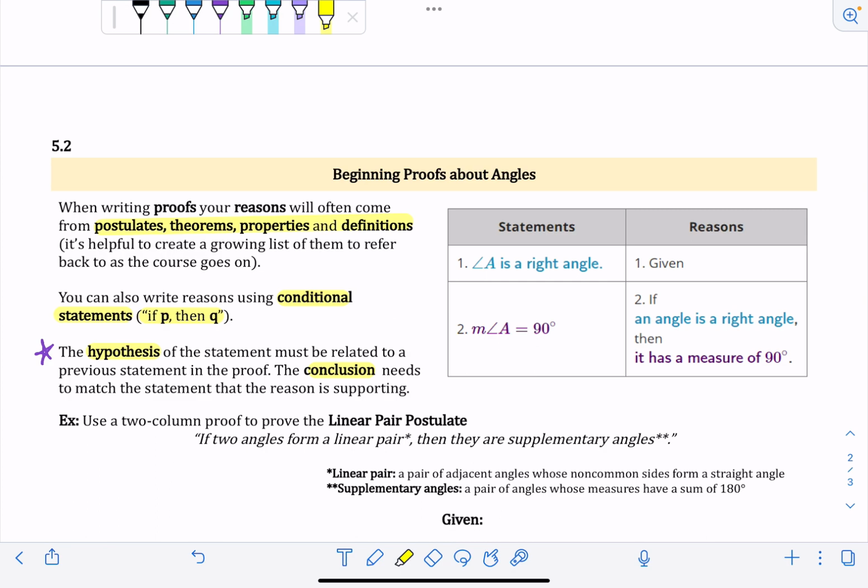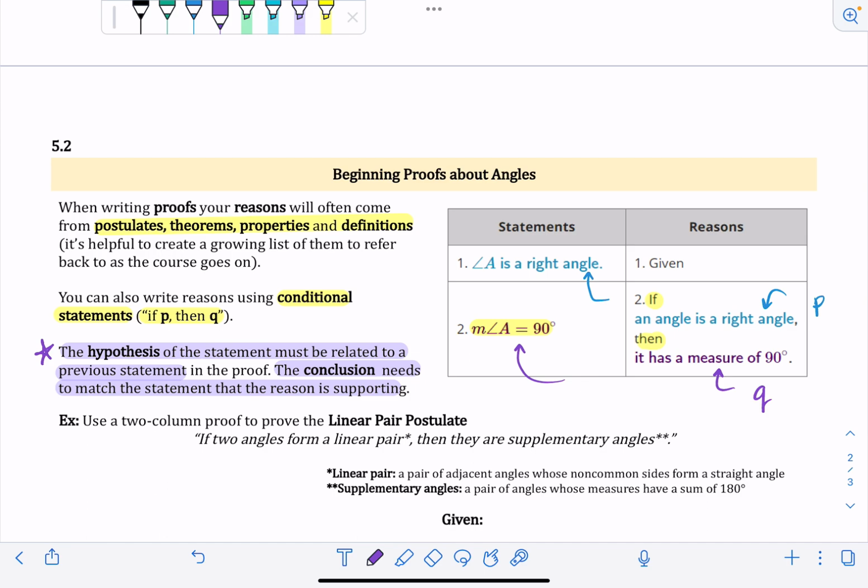So we have this example on the right side, this little mini proof box or part of a proof. In this problem, we're given that angle A is a right angle. So that's step one. And then my next statement is claiming that the measure of angle A is equal to 90 degrees. And my reason is a conditional statement, an if-then statement. Over here, it says that the hypothesis must be related to a previous statement. So in this case, my hypothesis, P, is if an angle is a right angle. And that was related to my previous statement. And then over here back to the left, it says the conclusion needs to match the statement that the reason is supporting. So my conclusion, Q, is it has a measure of 90 degrees, and that's the same thing as the statement that I'm trying to make.